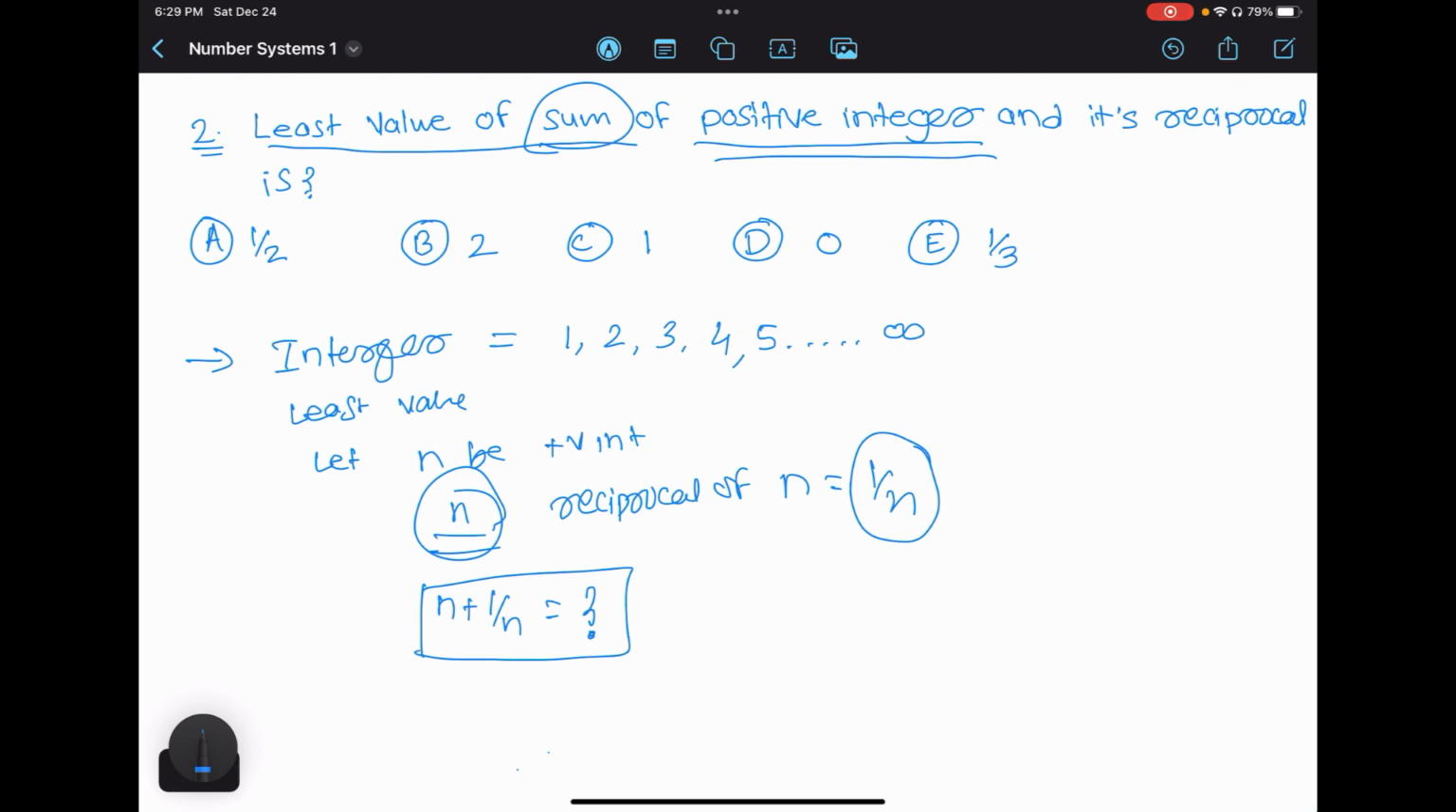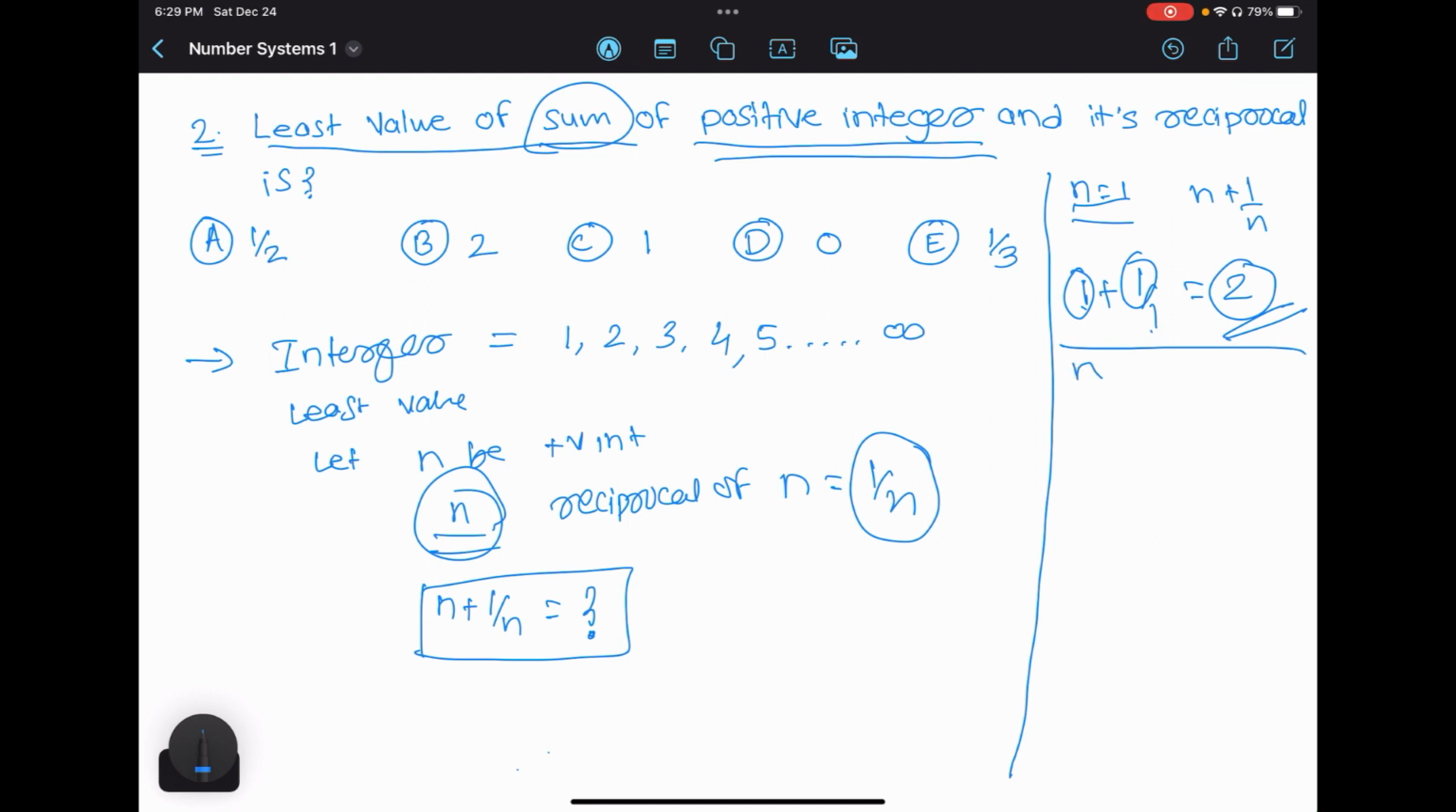For the start, we'll take n is equal to 1. Consider in this formula n plus 1 by n: 1 plus 1 by 1. Cross multiplication makes it 1 and 1, and then this one plus this one becomes 2. So one of the answers we got when n is equal to 1 is 2.